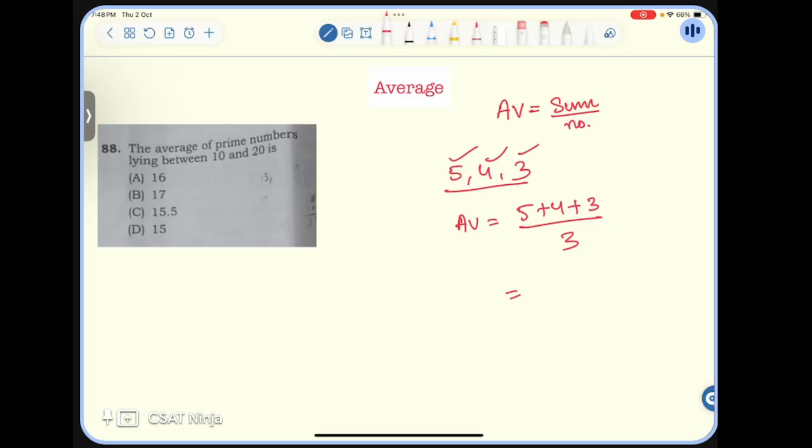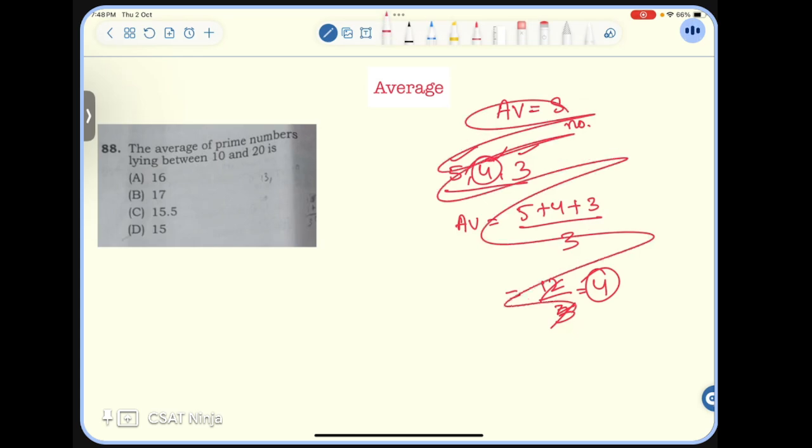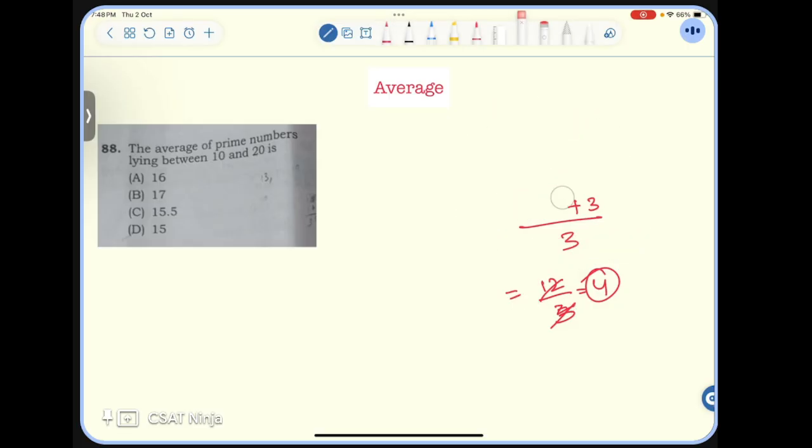So 5 plus 4 is 9. 9 plus 3 is how much? 12, divided by 3. So 3 4s are 12. So the answer here is 4. Another way we can say is that average can also mean the middle number. So with that in mind, let's try to do some questions.